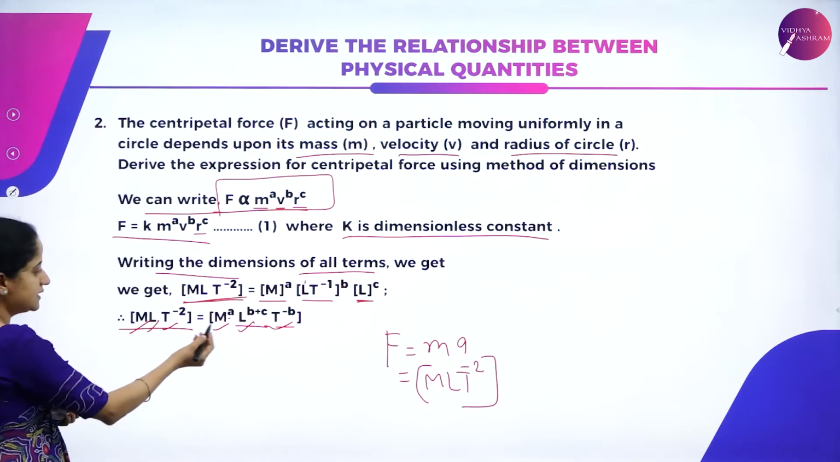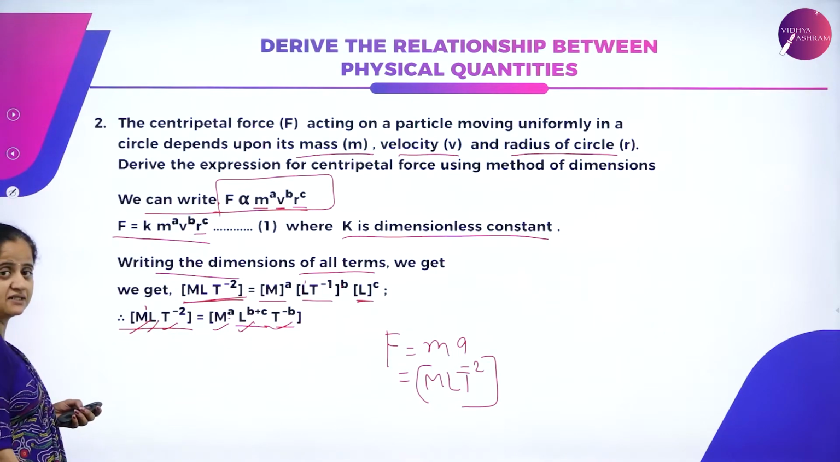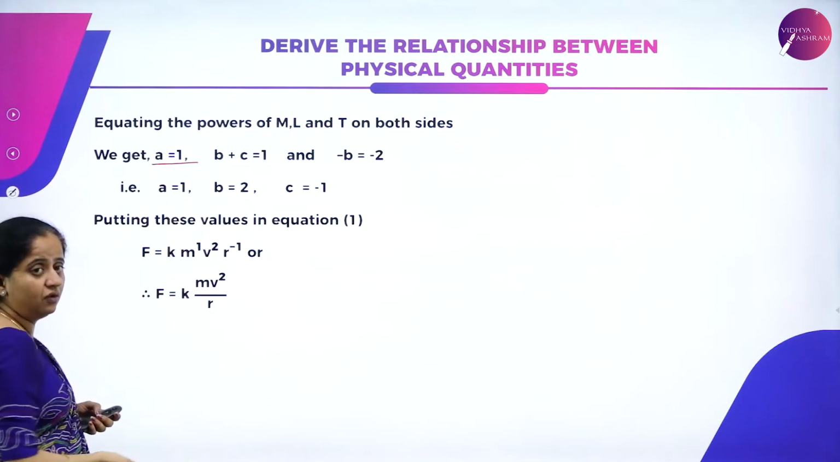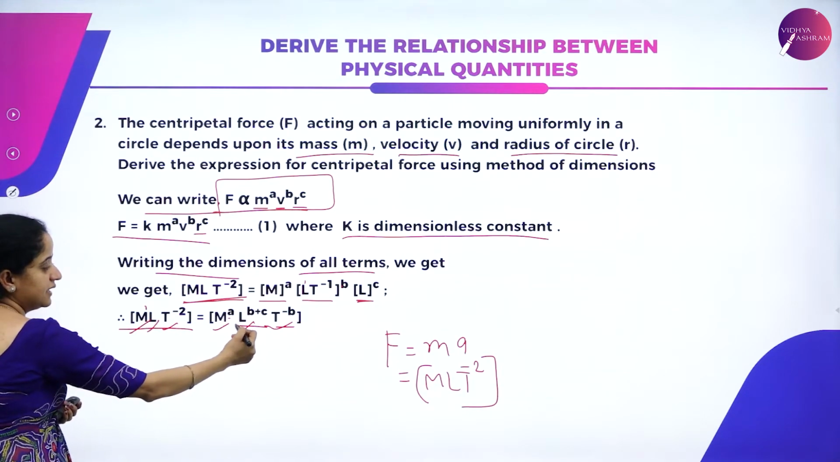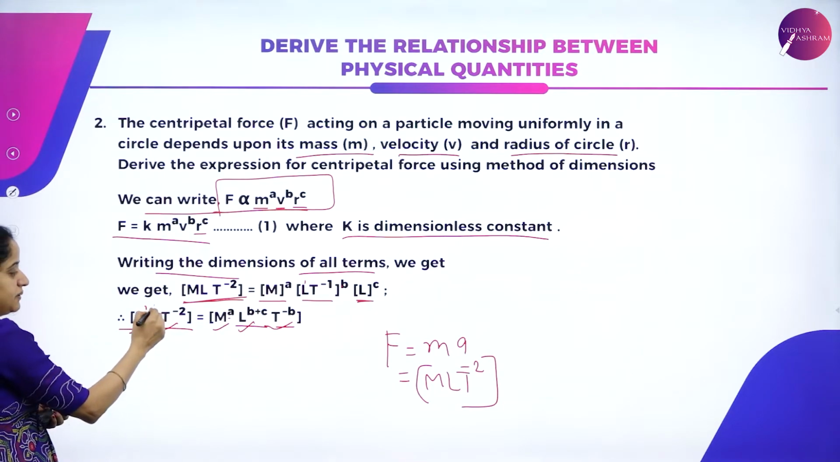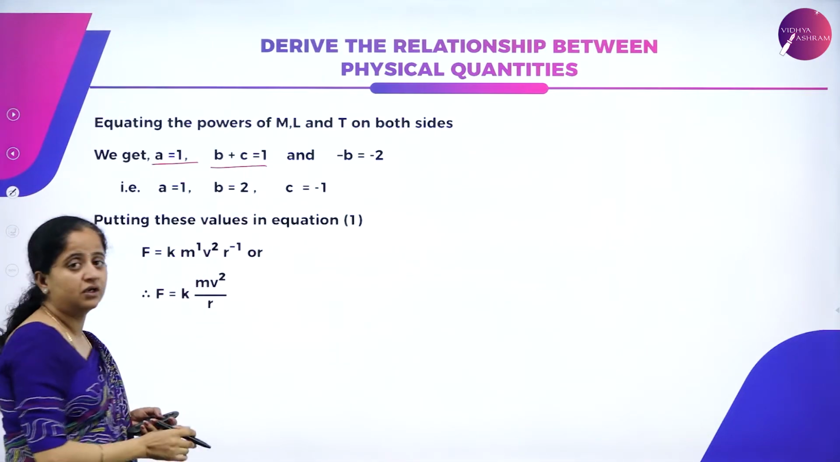So how? We can check here. M raised to A, we do not have anything here in the LHS, so it is nothing but M raised to 1. So A is equal to 1. Next, check this. L to the power B plus C in the RHS and L to the power 1 in the LHS. So we can write B plus C is equal to 1.